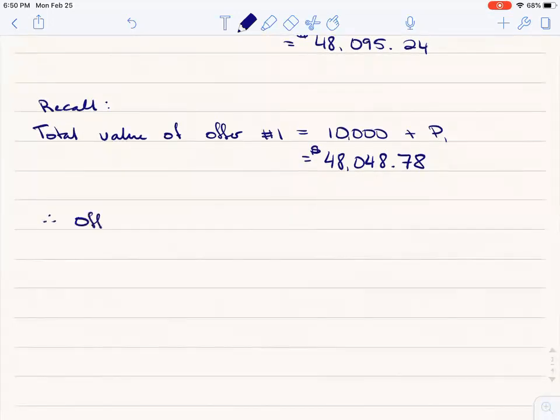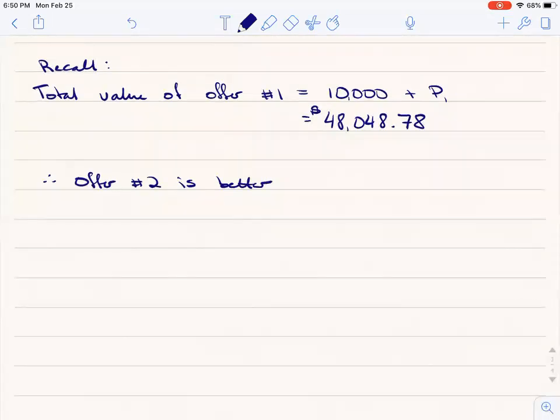Therefore, offer number 2 is better by $46.46, right? So not the full $1,000 that at face value it looks like, right? But in fact, just $46.46.